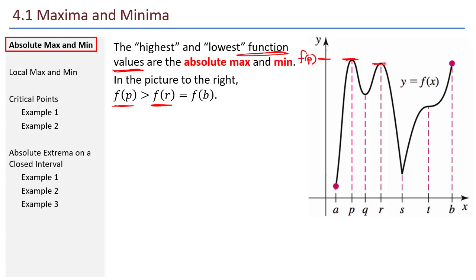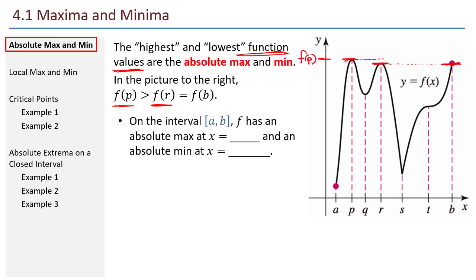So if I go to r, the top of that hill, it says that f of r is equal to f of b. So at the very right side I go up. If I were to take that across. So on the interval from a to b, this is a closed interval. It contains its left endpoint and it contains its right endpoint. On the closed interval from a to b, function f has an absolute max at x equals p, and an absolute min at x equals, let's see, what is the lowest value? It looks like when my x value is a, that's when the function has its lowest point, so a.